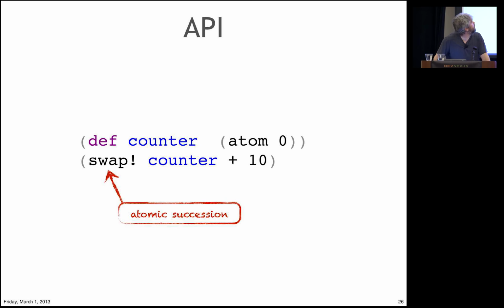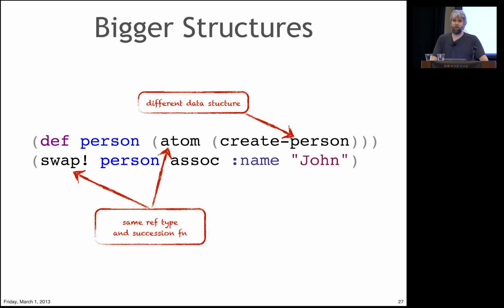So now let's take a look at bigger structures. Now instead of the value 42, I'm creating a person. So now imagine that you're building the traditional web application and you're modeling your customer records in the database or whatever. You've got a create person function that makes a person, and we stick that person in an atom. And now we're going to send that person an entirely different function. We're not going to send that plus 10 because plus 10 is not interesting or relevant for person objects. We're going to send it assoc name John. So associate the name field of this person with John.